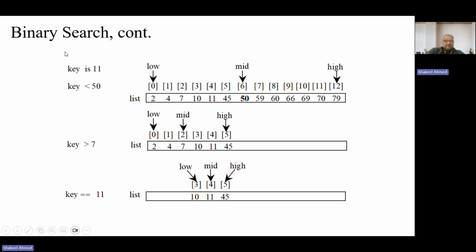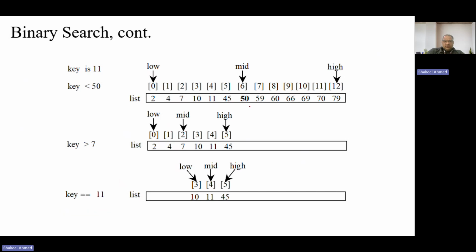Similarly, for another example, we have a list here and you can see that the list is ordered. We have the elements 1, 2, 3, 4, 5, 6, 7, 8, 9, 10, 11, 12, 13. So we have 13 elements, and the key value we are looking for is 11. Taking the middle, out of 13 there are 6 elements on each side, and we have 50 as the middle element.